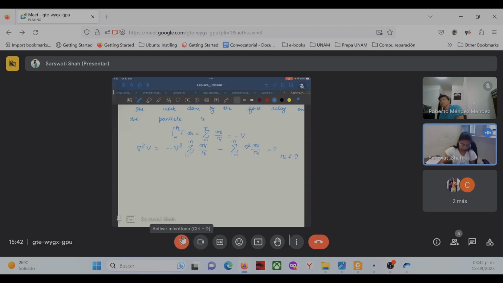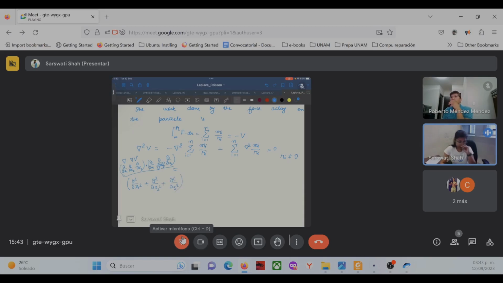So this del 2 is nothing but we applied this gradient on the gradient of V. So it was already del over del x1, del over del x2 and del over del x3 because we are in 3D, and when we are applying it on del over del x1, del over del x2, del over del x3, this is the dot product between these two. So it is going to be del 2 over del x1 square plus del 2 over del x2 square plus del 2 over del x3 square.